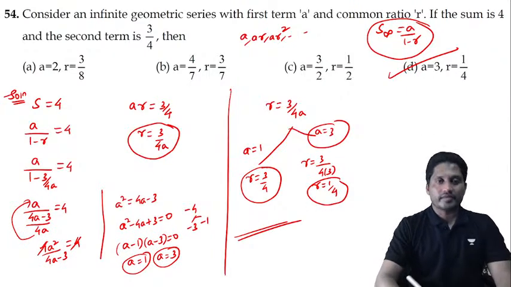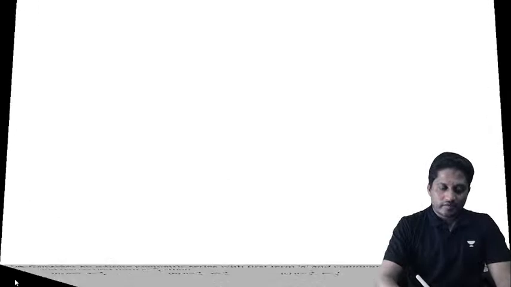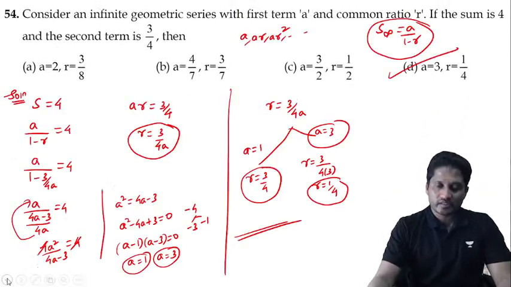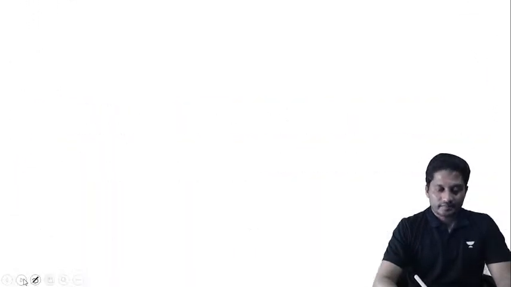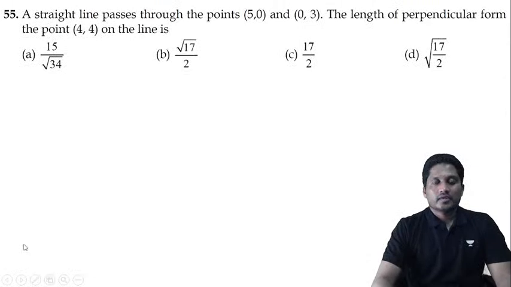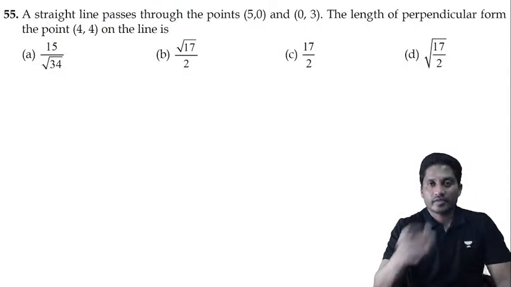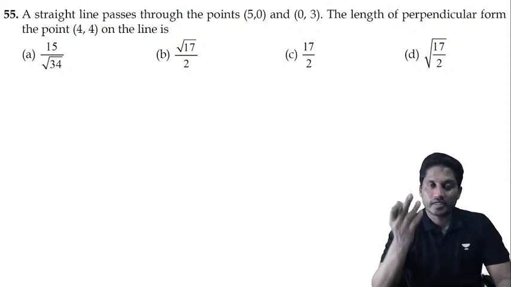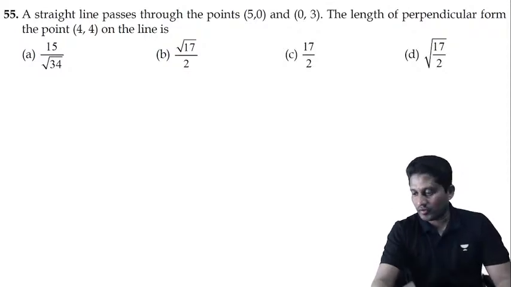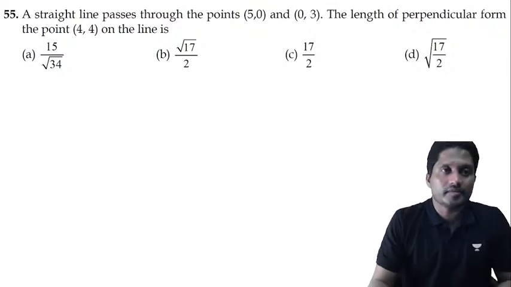Alright, let's move to the next question. There will be some conceptual questions like this where you can't apply any shortcut. You have to do the problem. Let's move to the next question. A straight line passing through the points (5, 0) and (0, 3), length of the perpendicular from the point (4, 4) on the line. Even this question, you can't apply any shortcut. You have to do the problem.